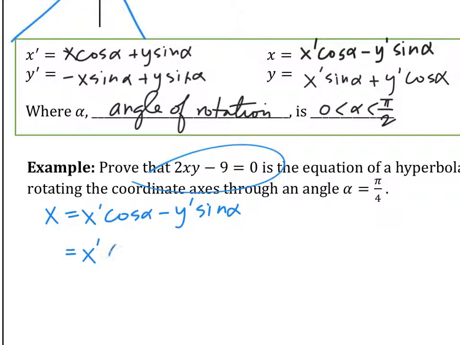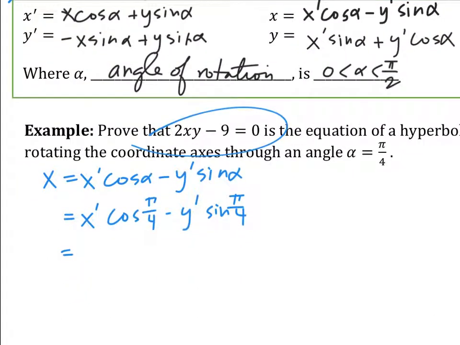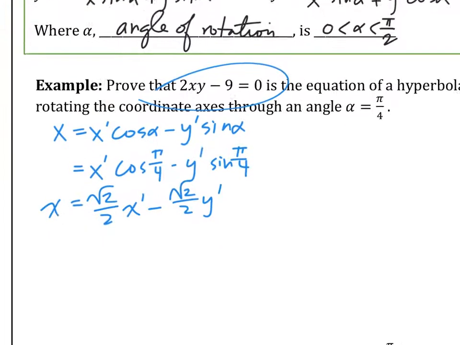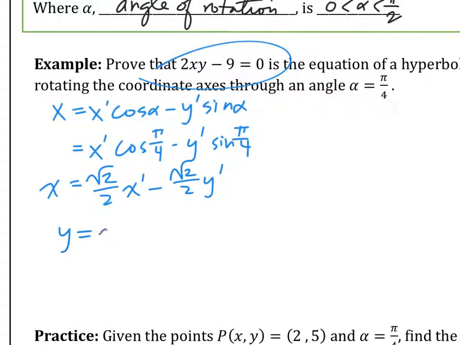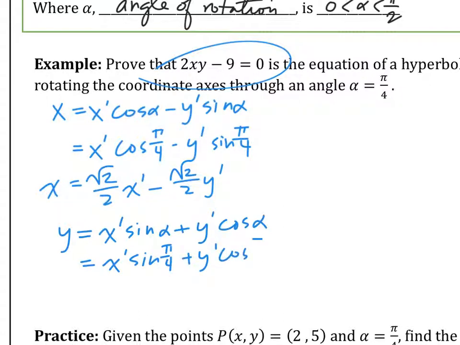All right, so this is x prime cosine pi over 4 minus y prime sine pi over 4. All right, we're just substituting. Okay, so solving now. Cosine pi over 4 is square root 2 over 2, and then x prime minus square root 2 over 2 y prime. Okay, so that is x. Okay, we're going to do the same thing with y. y is equal to x prime sine alpha plus y prime cosine alpha. Okay, doing the same thing. x prime sine pi over 4 plus y prime cosine pi over 4. So square root 2 over 2 x prime plus square root 2 over 2 y prime.